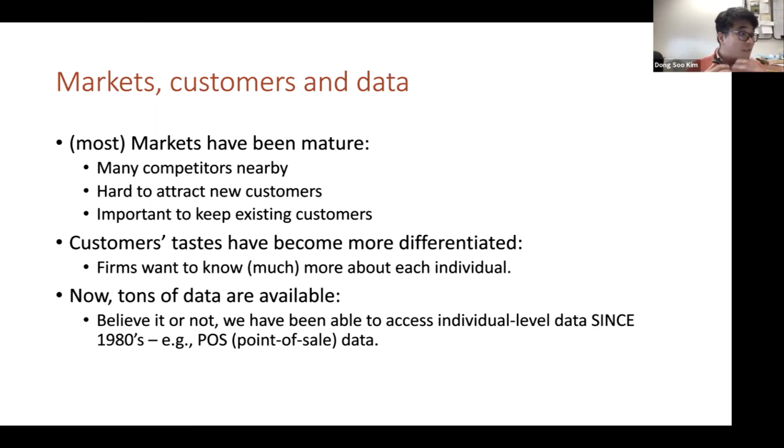To deal with really differentiated customers' tastes like this, firms now want to know much more about each individual customer. And it is now possible because tons of data are now available. Just open your Starbucks app. You can see your past orders. That is, Starbucks also knows your past orders, and Starbucks is able to infer your preference from your order history. One more thing, believe it or not, we have been able to gather individual-level data from barcode scans, so-called POS, point of sale data, since the 1980s.